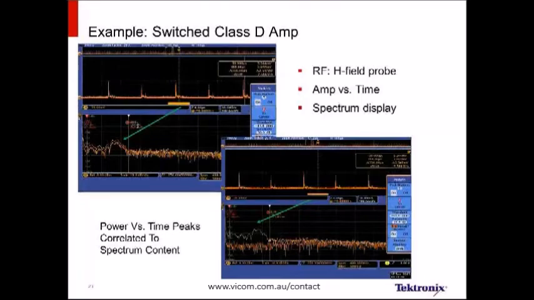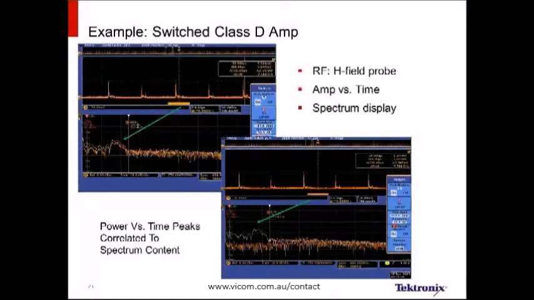Now, this is not zero span like we have in a regular swept tune spectrum analyzer, because that would only be able to look at the power over time through the eyes of a resolution bandwidth filter. The amplitude versus time trace on an MDO 4000 is actually looking at span power. So we're looking at span power over time now. And we can see specifically that we have these very consistent spikes in the amplitude versus time.